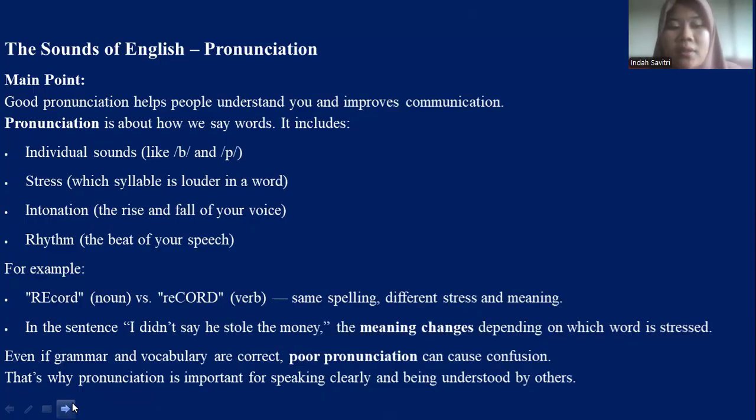For example, record versus record. Same spelling, different stress and meaning. In the sentence, I didn't say he stole the money. The meaning changes depending on which word is stressed. Even if grammar and vocabulary are correct, poor pronunciation can cause confusion. That's why pronunciation is important for speaking clearly and being understood by others.